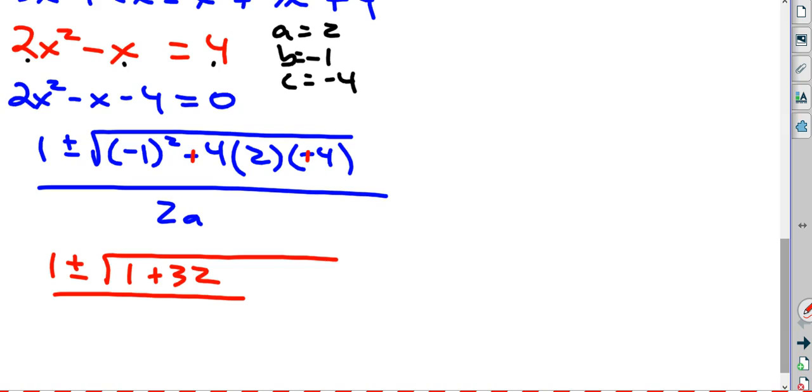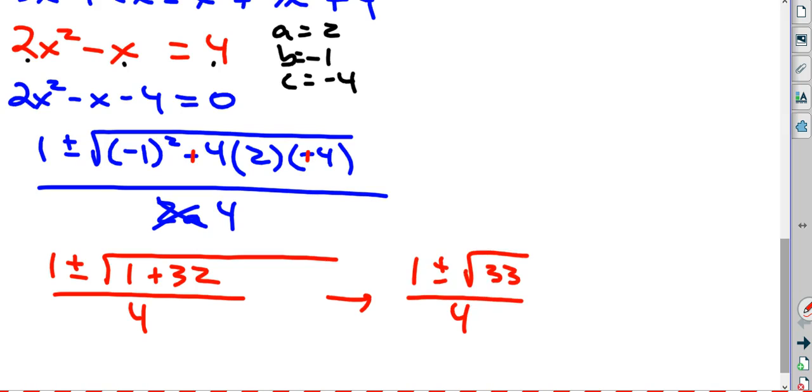Oh, I didn't put in what a was. A is 2, so this should be 4. So my denominator is 4. And then I need to simplify this. 1 plus or minus the square root of 33 over 4. All right? It might not look like it, but there's two answers here, right?